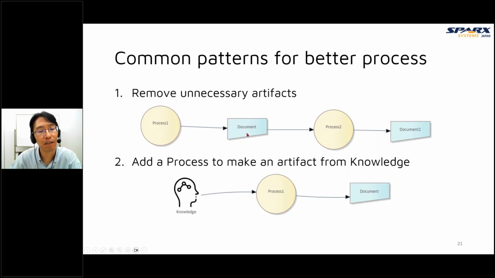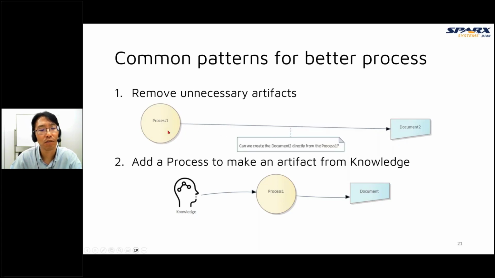this document, and this document is used in this process too, and this process creates this document too. So in this case, we try to think, can we cut these intermediate documents and the process? So can we create document two directly from process one? Maybe at first, these intermediate documents or intermediate processes were necessary, but now consider again.